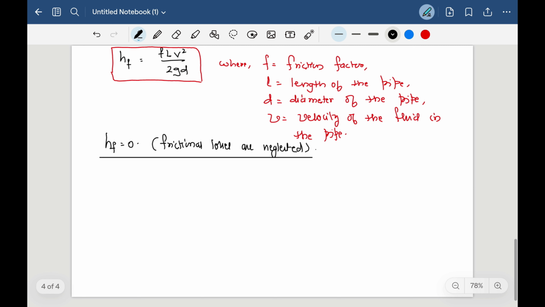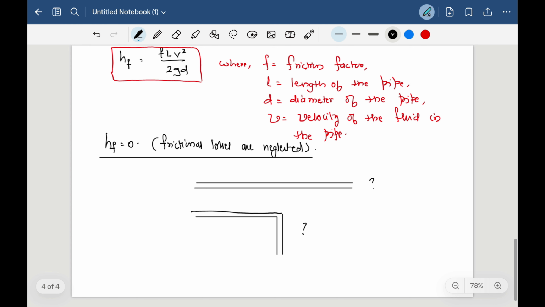Then length will not become a constraint while calculating the power required from the pump if friction losses are neglected. Then, there is a straight line and there is a line like this. Which line requires more power?